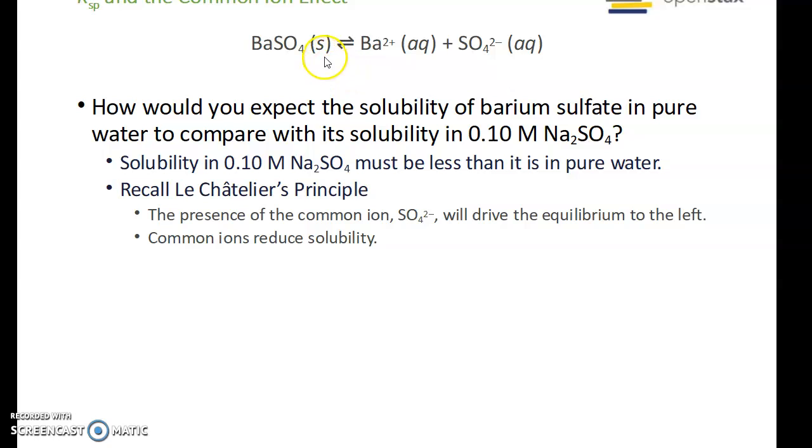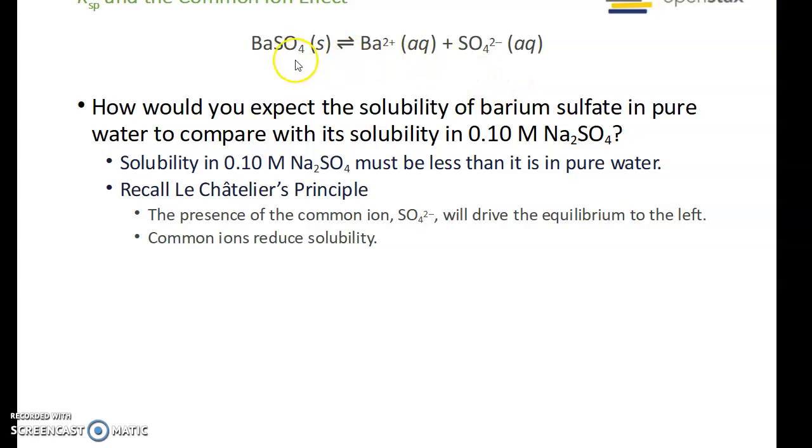Here you have barium sulfate solid going into barium ions and sulfate ions. Now, what happens if you add sodium sulfate to that solution? This is called the common ion effect, because you have a common ion, the sulfate ion here and the sulfate ion here.